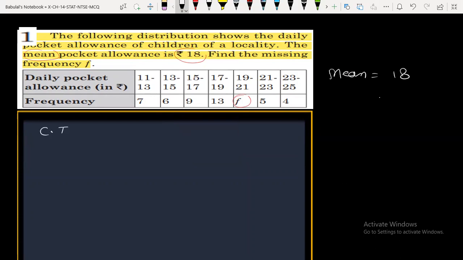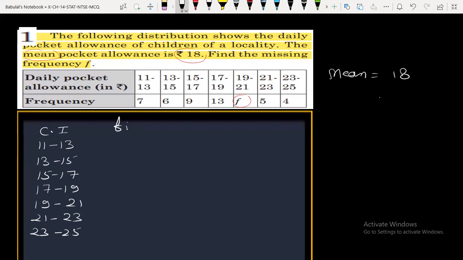The class intervals given are 11 to 13, 13 to 15, 15 to 17, 17 to 19, 19 to 21, 21 to 23, 23 to 25. आपने देखा होगा जब हम मीन फाइंड आउट करते हैं तो हमें ये कॉलम बनाने होते हैं: fi, xi, फिर fi और xi. हम इसको डायरेक्ट मेथड से फाइंड आउट करने की कोशिश करेंगे.